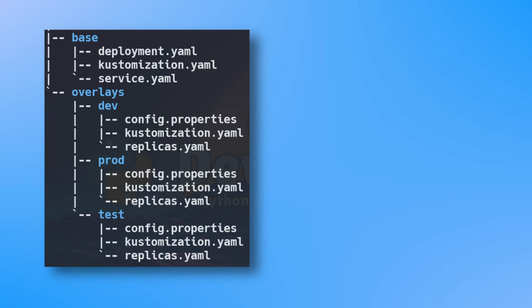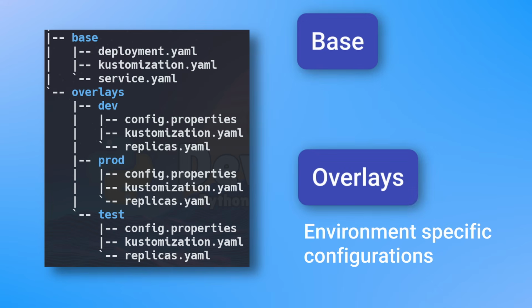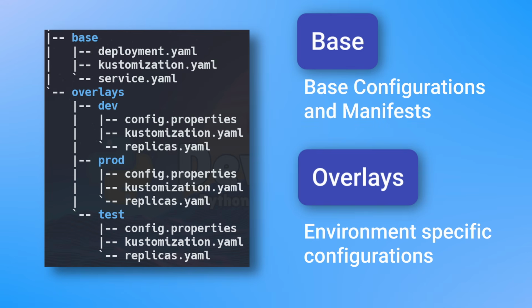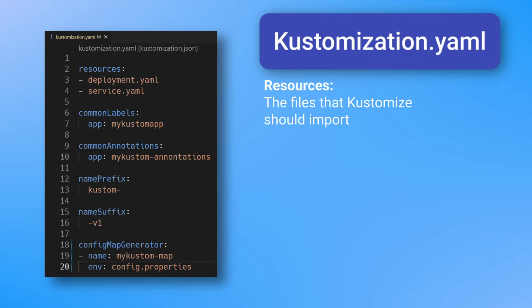Here I have a Kustomize application. In the root directory of my Kustomize application, I have two folders, the base folder and the overlays folder. The overlays folder contains environment-specific configuration, and the base folder contains my manifest files and an additional file, customization.yaml. In the customization.yaml file, you specify which manifest files should be included in the customization.